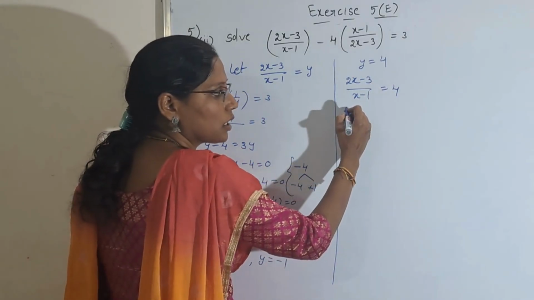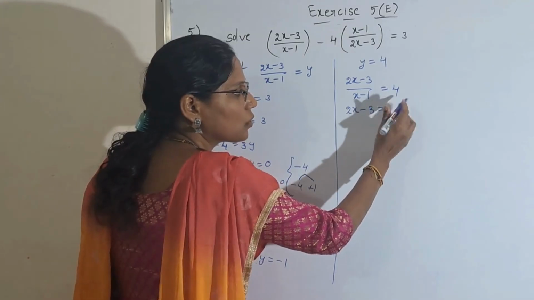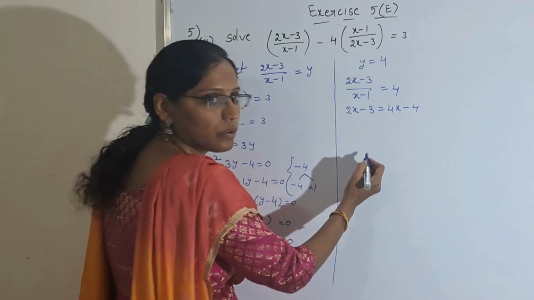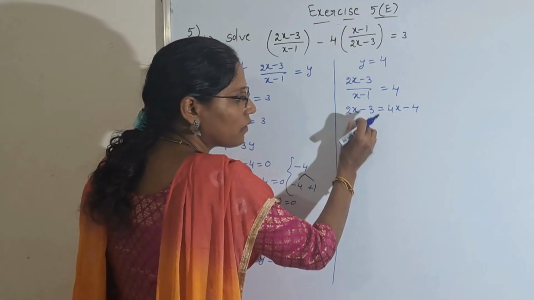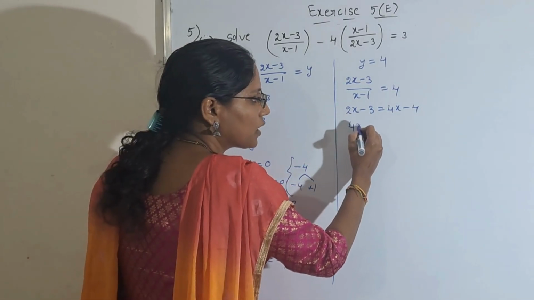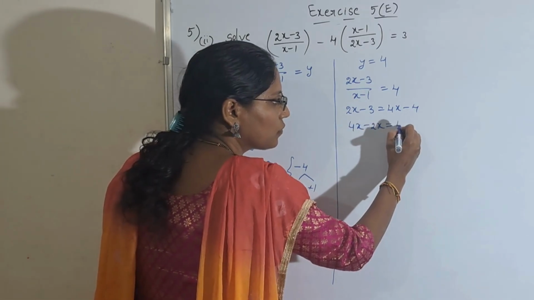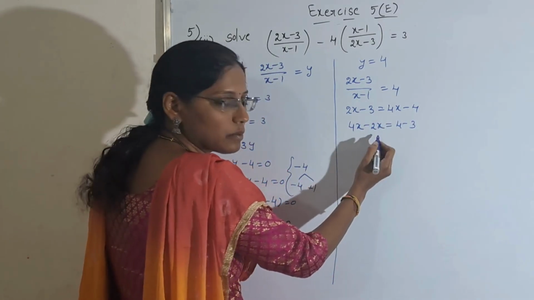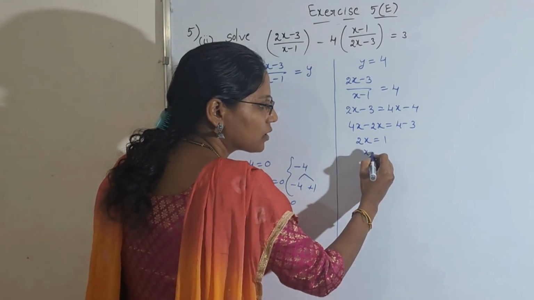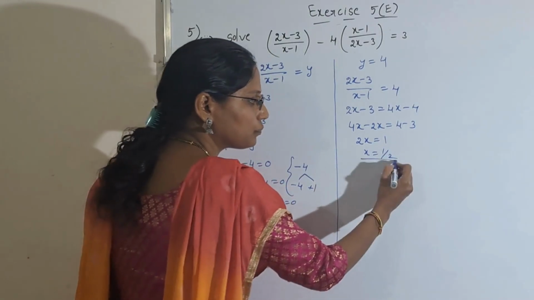Cross multiplication. 2x minus 3 is equal to 4 into x, 4x minus 4 into 1, 4. This x value we have to shift to the right side, minus 4 we have to shift to the left side. 4x minus 2x is equal to 4 minus 3. So 2x is equal to 4 minus 3, 1. x is equal to 1 by 2.